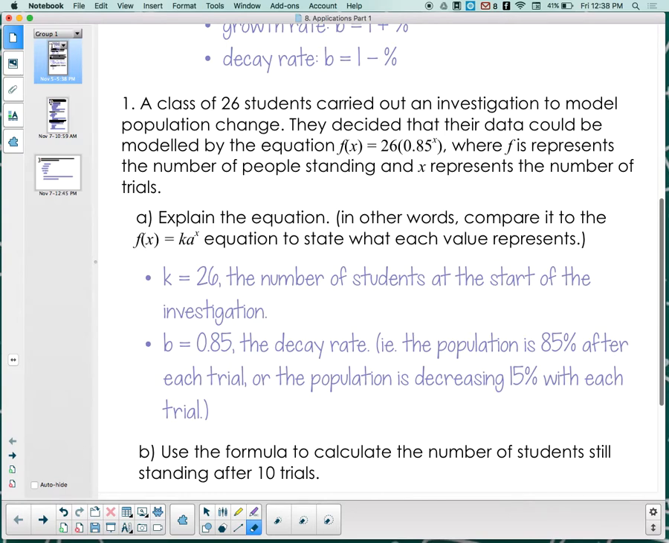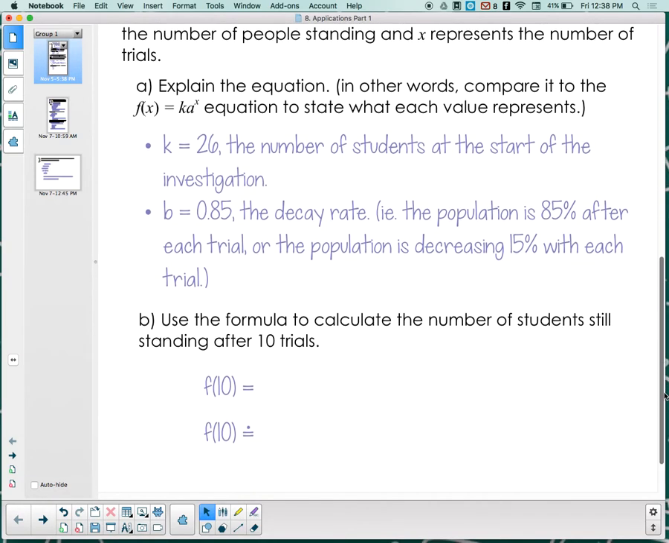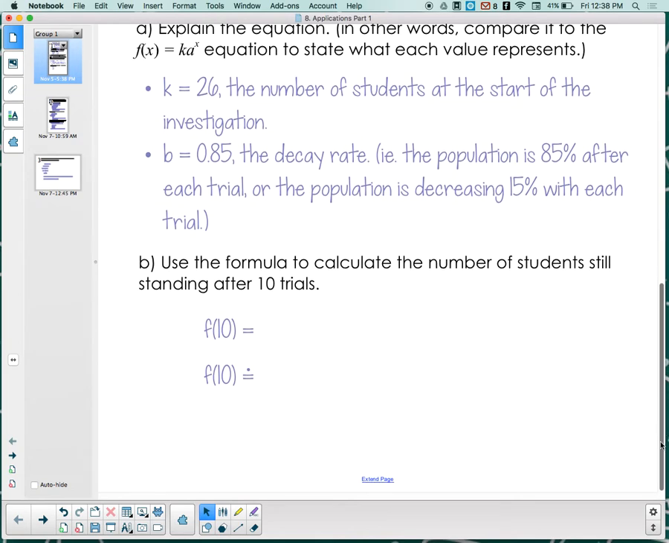Let's use our equation to calculate how many students we'll have after 10 trials. So x is 10, just subbing 10 into our equation. So it's 26 times 0.85 to the power of 10. Since we're talking about people, we're not going to leave this as a decimal, since you can't have point something of a person. So this should be around 5 something, but we're going to round that up to 6.